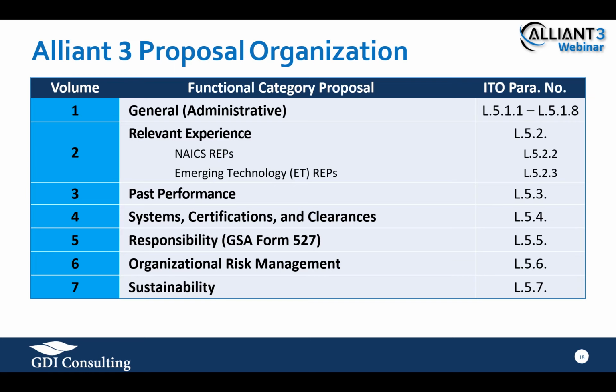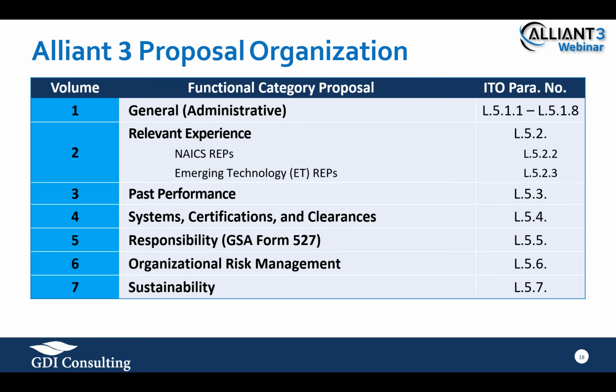REP stands for Relevant Experience Project. So there are some types that they are called NAICS, and we'll discuss that. I don't know why they put that name. And then Emerging Technology or ET reps. Then Volume 3 is Past Performance. Volume 4 is System Certifications and Clearances. Volume 5 is Responsibility. You have to fill out GSA Form 527 and other related information.